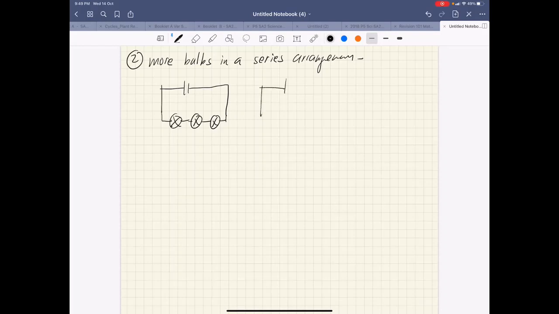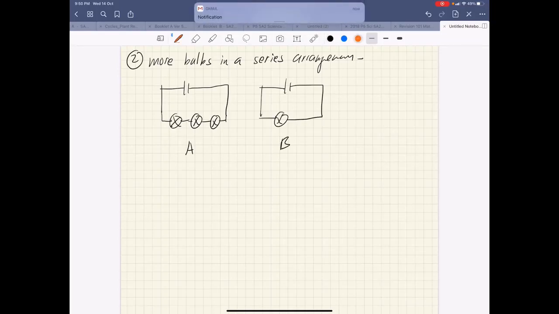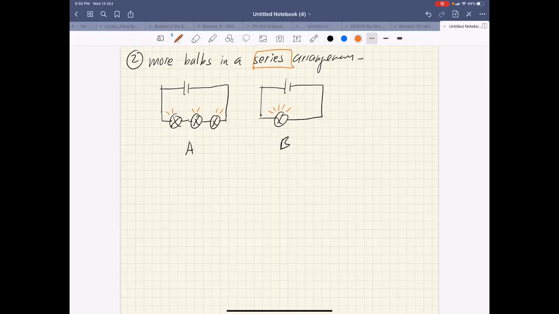If I'm going to compare two circuits, A and B, the number of light rays that I draw gives you a rough idea of how bright it is. If this is 5 rays of brightness, this is probably only 2 for each bulb. Now why is this the case? Remember I told you to think of your wires as pathways for your electric current to flow. In a series arrangement, there is only one way. Remember, S for single pathway.